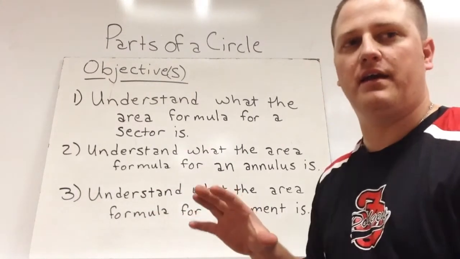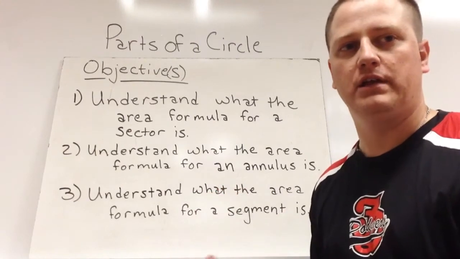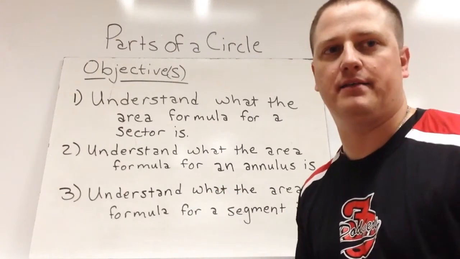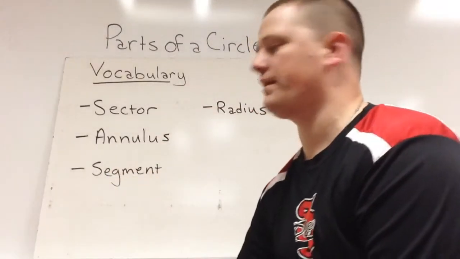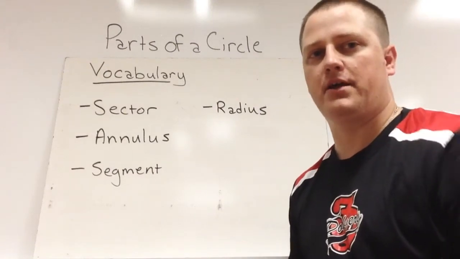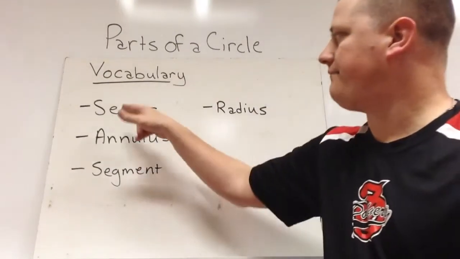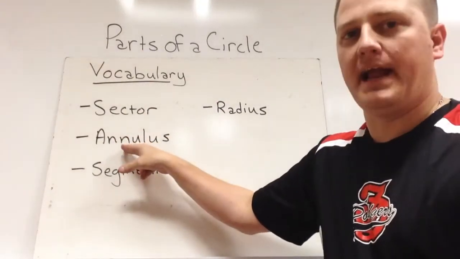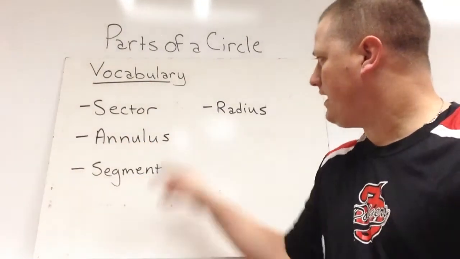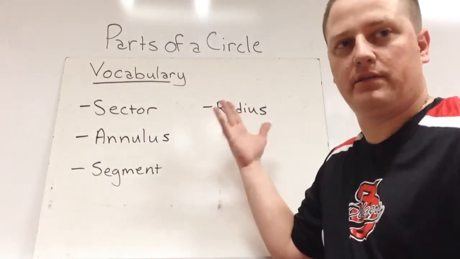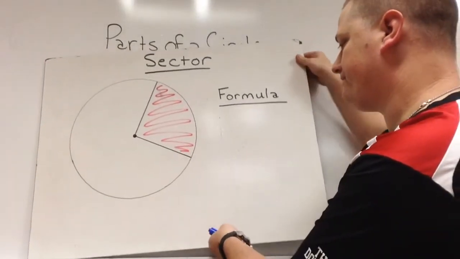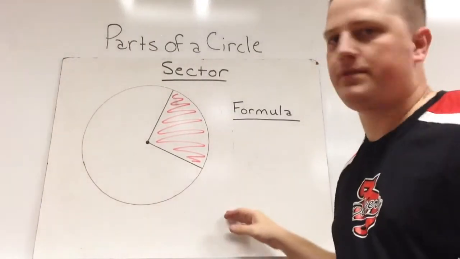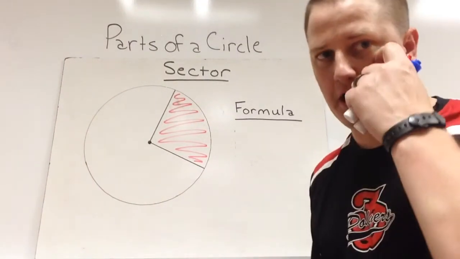This segment is a special type of part of a circle. It's not a segment of a line. It's a little bit different. So, our vocabulary that could be very helpful is first a sector, an annulus, and a segment, and a reminder what radius is. So the shaded in regions will be kind of what we're talking about each time.